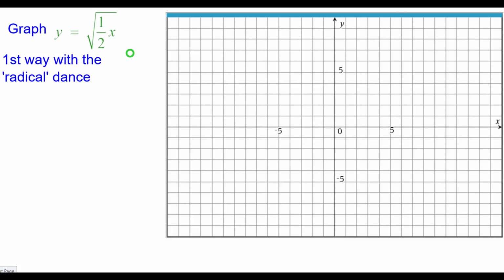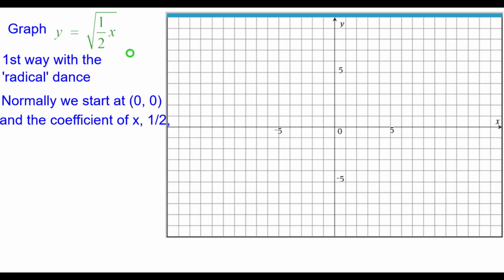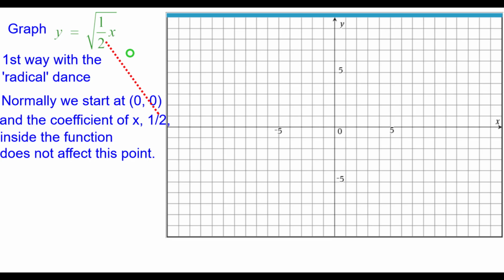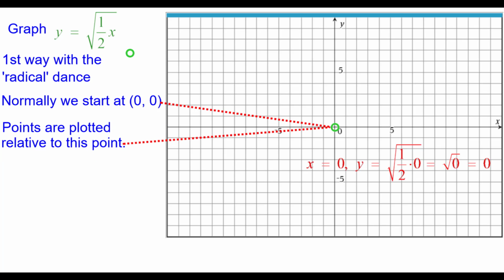The first way is with what we call the radical dance. Normally we start at the origin, and the coefficient of x, which is 1/2, inside the function, does not affect this point. As you can see, when x equals 0, y is equal to 0. And points will be plotted relative to the origin.